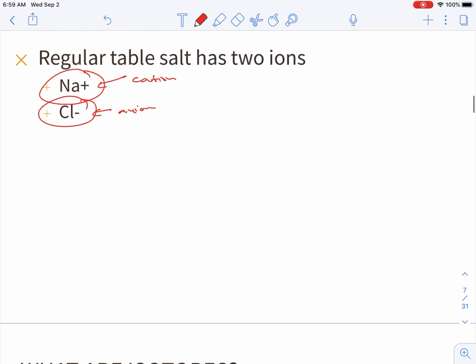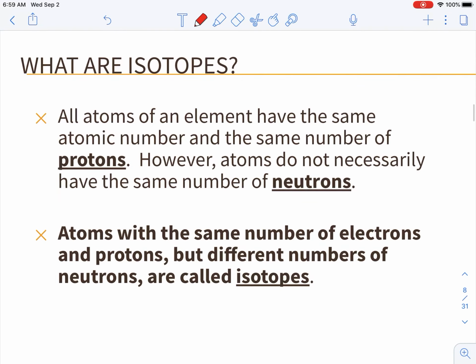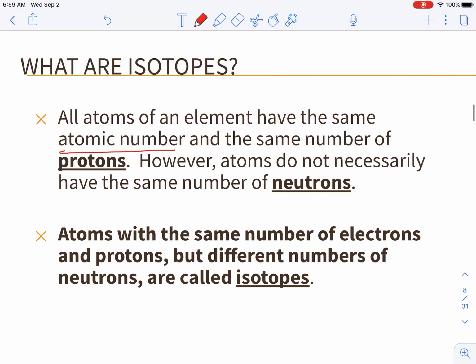Now let's look at isotopes. So what are isotopes? Isotopes are all atoms of an element that have the same atomic number, so the same element, and the same number of protons, because if you change the protons, you change the element. However, the atom does not necessarily have the same number of neutrons.